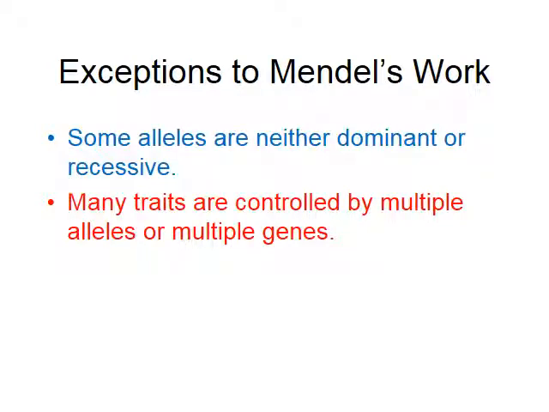So way after the time of Mendel, it was discovered that some alleles are actually neither dominant nor recessive. So some alleles are kind of in between. And up until this point, we always said that one gene controlled one trait. That your eye color was only caused by one gene, your dragons, whether it had wings or not, was controlled by one gene. But it's becoming more and more clear that many of your traits are actually controlled by multiple alleles, or sometimes even multiple genes, interacting together to produce the phenotype that you see.